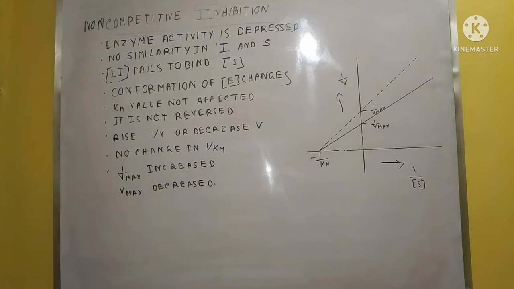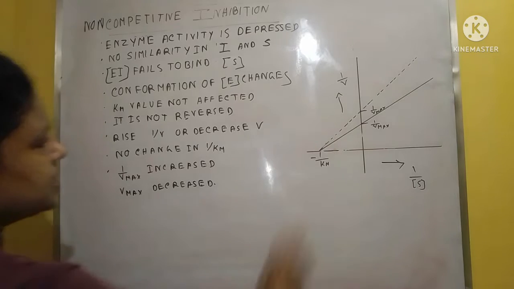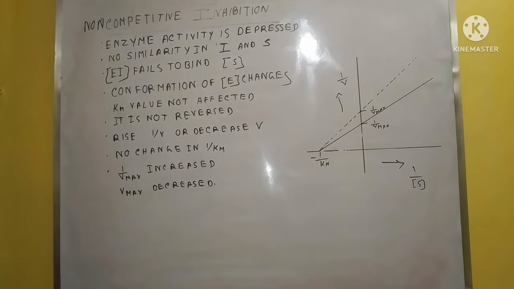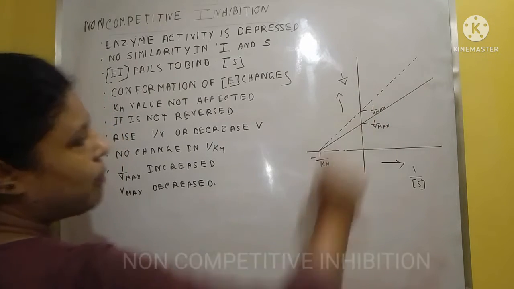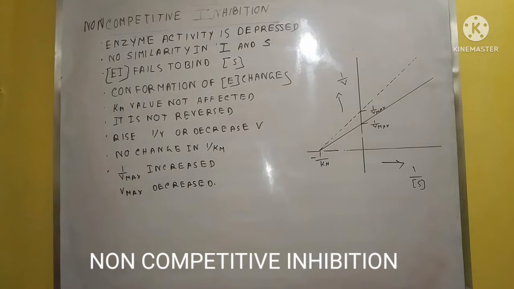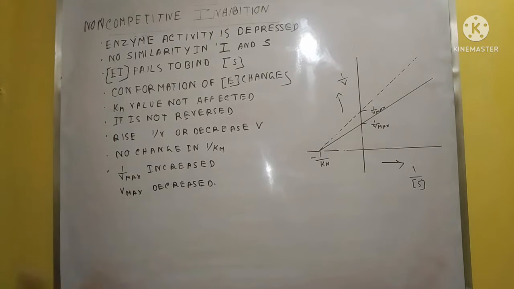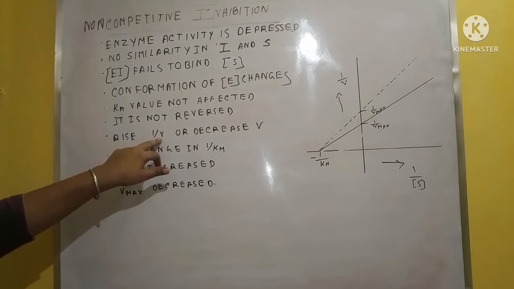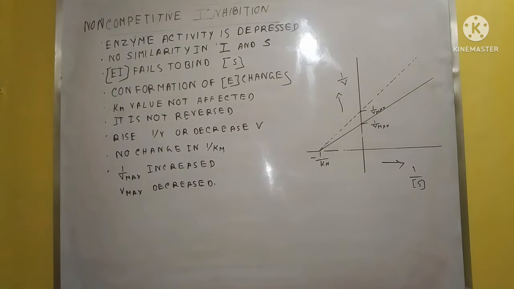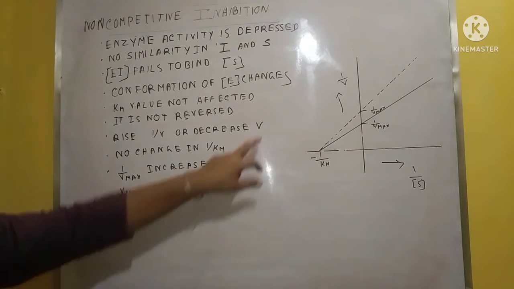Here the changes we can see in the double reciprocal plot: 1 by Km remains the same. There is no change in the position of 1 by Km, but you can see 1 by Vmax is shifted upward. That means 1 by Vmax is increased, but Vmax is decreased, because Vmax is always the opposite of 1 by Vmax. So Vmax is decreased, but 1 by Vmax is increased. Here 1 by V rises, or V decreases. The enzyme's velocity with the binding of the substrate becomes decreased.